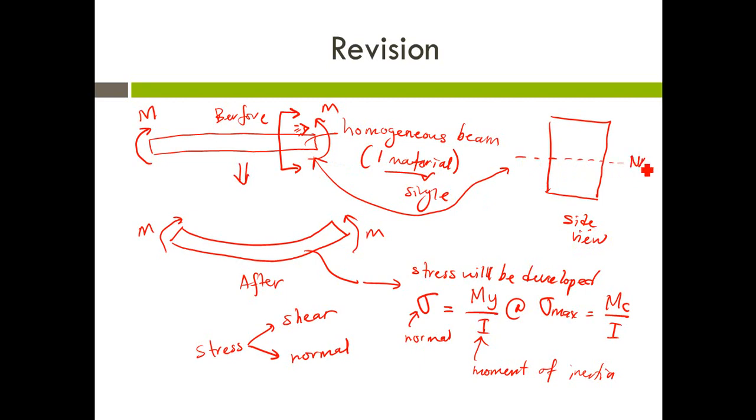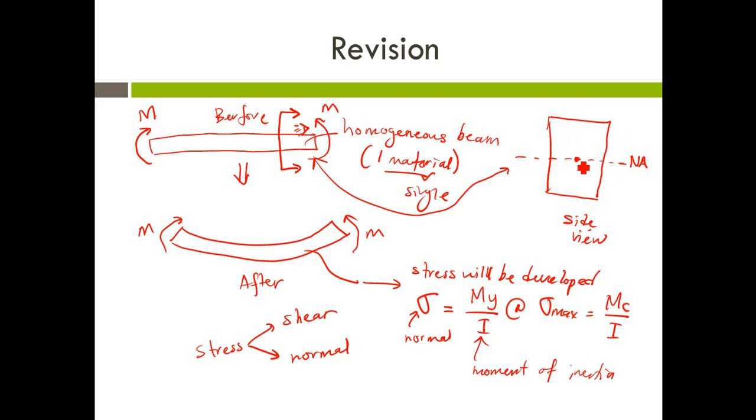I hope you understand neutral axis, I already explained it in the first video. The neutral axis passes through the centroid of the cross section area.